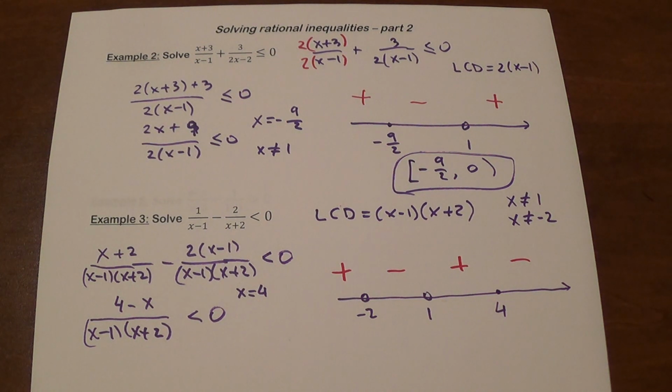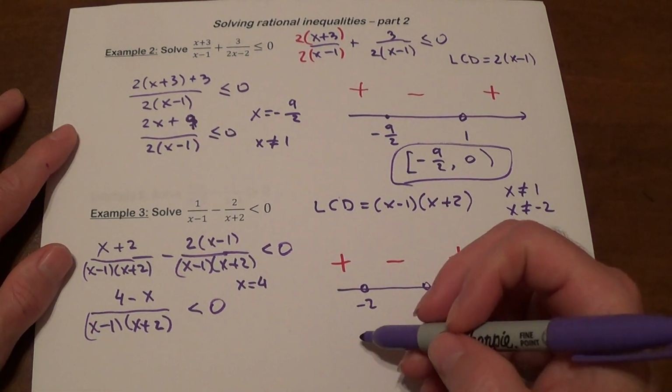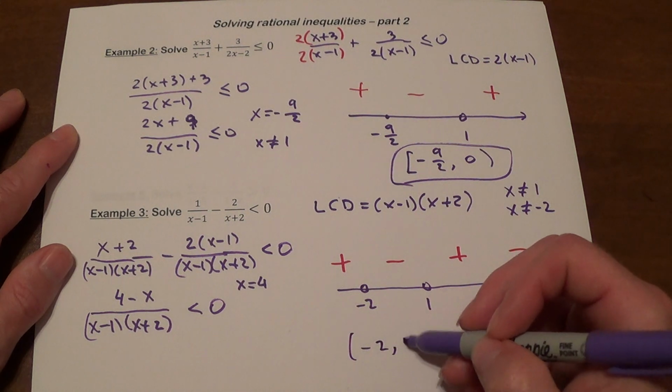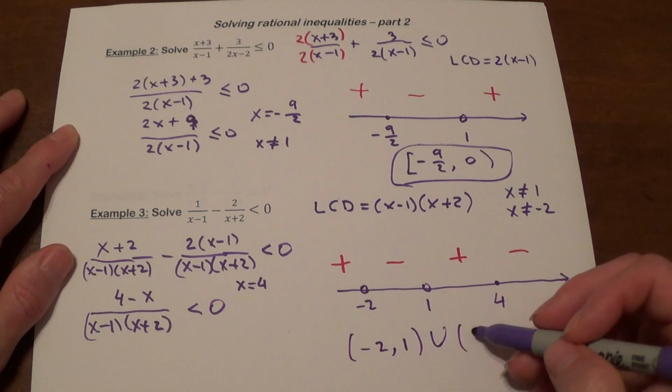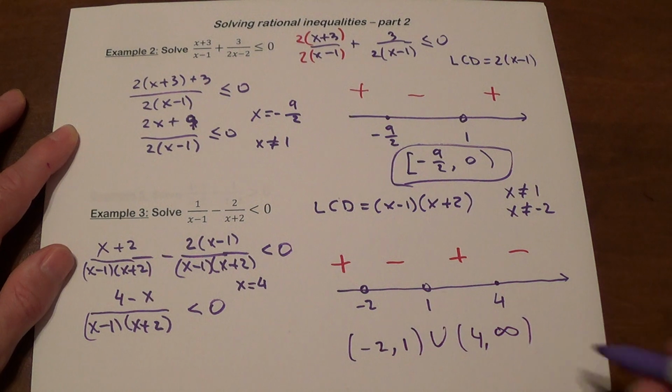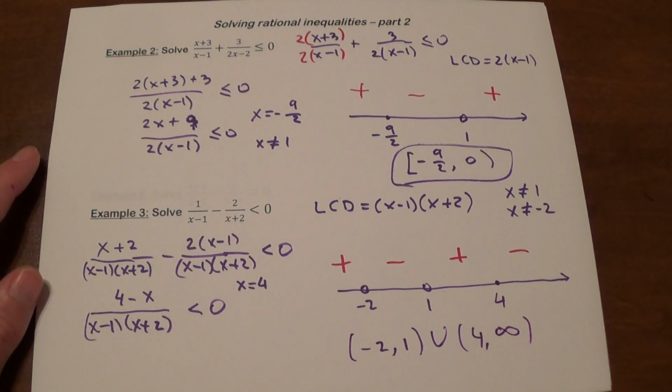And we want it to be less than 0, so it's going to be less than 0 on an interval from negative 2 to 1, along with 4 to infinity. Nothing's going to be included here, it's strictly less than 0.